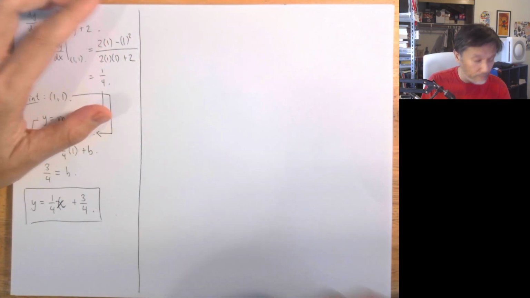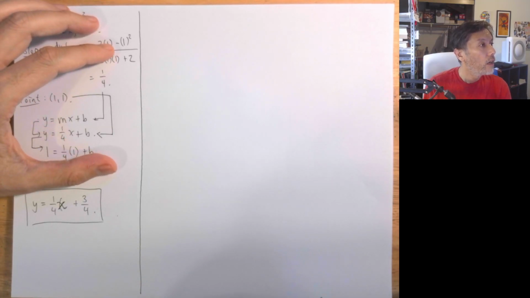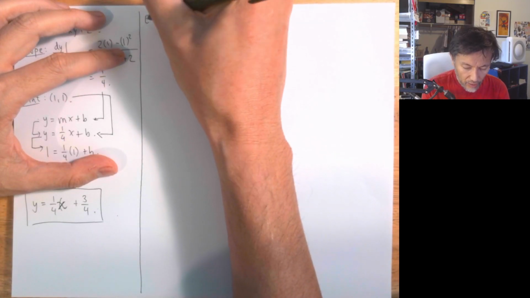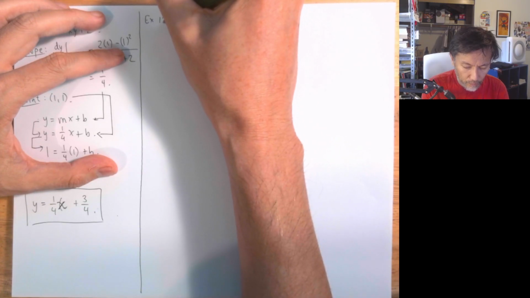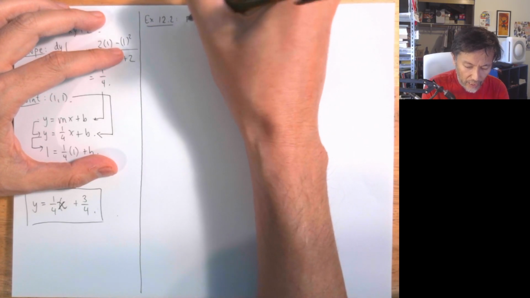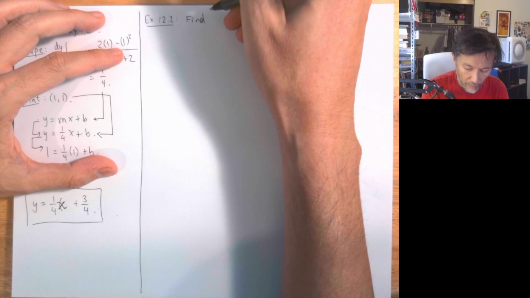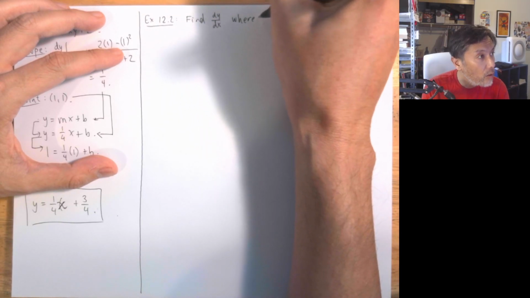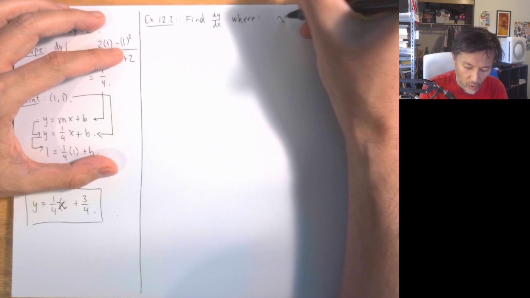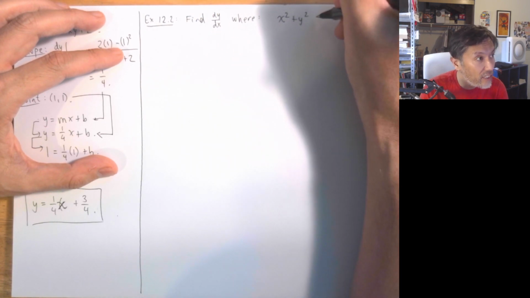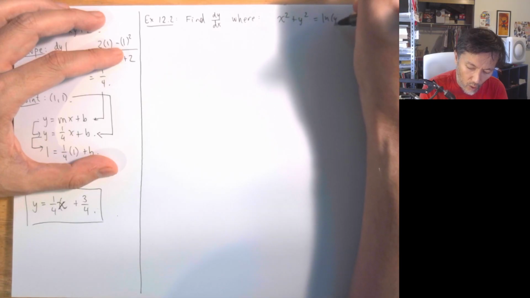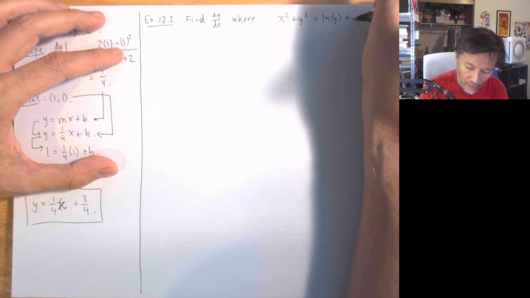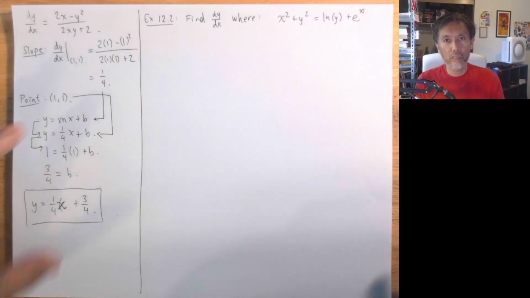Let's do this problem. So we want to find dy/dx. This is exercise 12.2. We want to find dy/dx. Can you read that? Yeah. Find dy/dx, where we have the following relationship: x squared plus y squared is equal to the natural log of y plus e to the x. Cool.